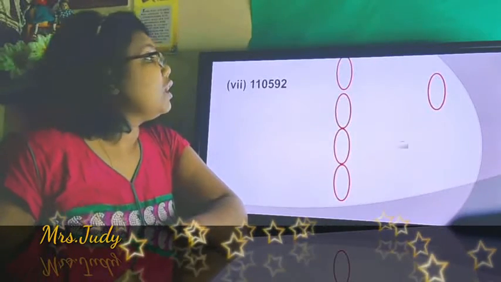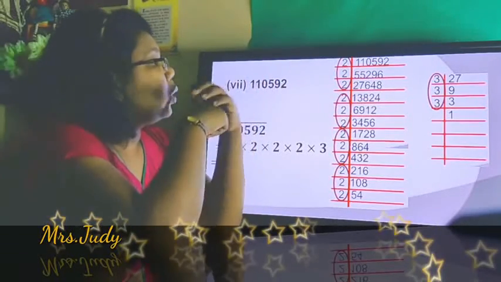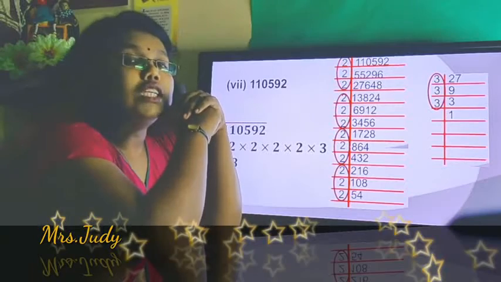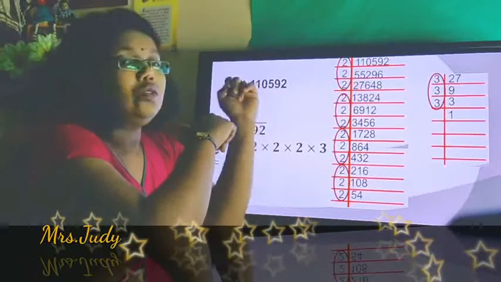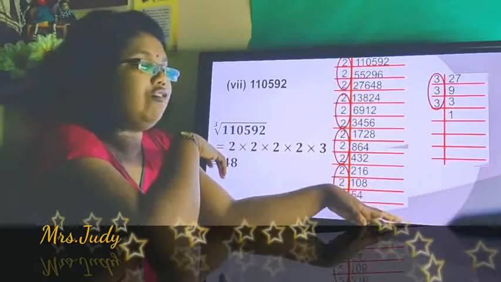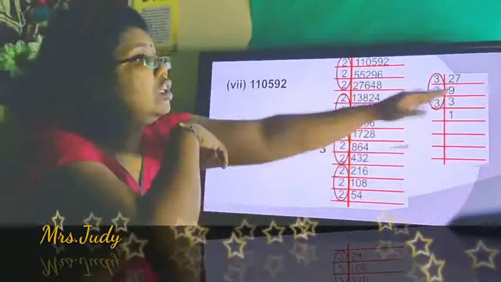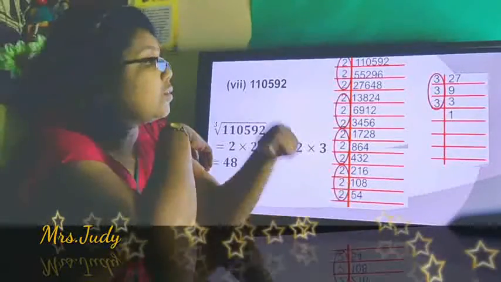So let's see. This is our number, 1,10,592. 110,592. A big number, that's why it has a big prime factorization which cannot fit in here, so it's extended over there. So this continuation is here, so continue it after this.